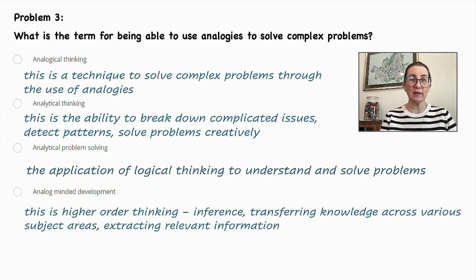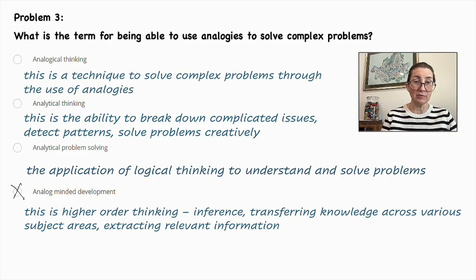Problem number 3. What is the term for being able to use analogies to solve complex problems? Analogical thinking, analytical thinking, analytical problem solving, or analog-minded development? Starting at the bottom. Analog-minded development is higher order thinking, inference, transferring knowledge across various subject areas, being able to extract relevant information. So this is not being able to use analogies to solve complex problems. It's more of a theory. So we can eliminate that.